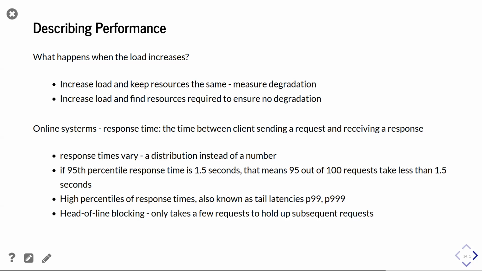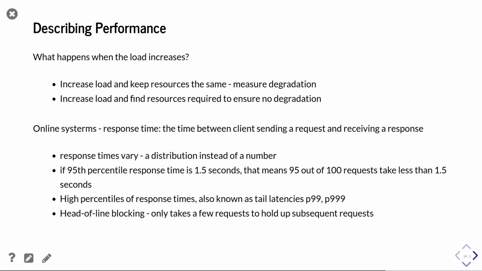Now, every time you send a request and receive a response, it might be slightly different. So it's not a single number. The response times are a distribution. And when we are describing distributions with a number, we use percentiles. For example, if the 95th percentile response time is 1.5 seconds, that means 95 out of 100 requests take less than 1.5 seconds.